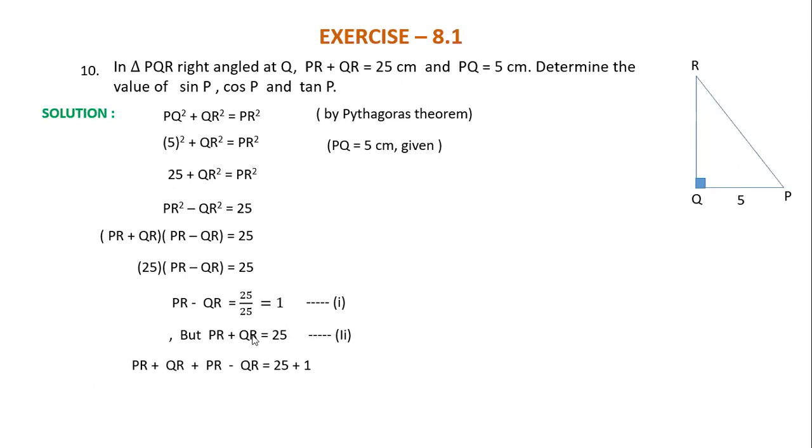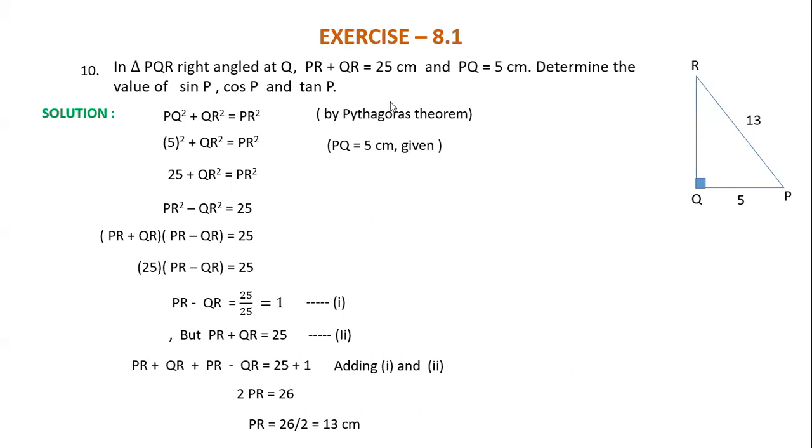That is PR plus QR plus PR minus QR is 25 plus 1. QR cancels. So PR plus PR, by adding this, 2 PR is equal to 26. PR is 13, so 26 divided by 2 is 13. So PR, this length, is 13. So let's write 13 here.